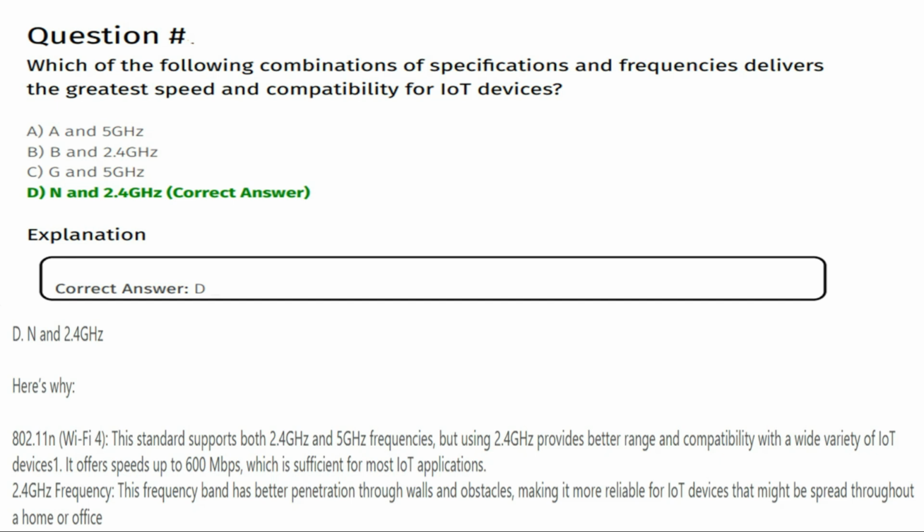And the explanation is 802.11n, Wi-Fi 4. The standard supports both 2.4 GHz and 5 GHz frequencies, but using 2.4 GHz provides better range and compatibility with a wide variety of IoT devices. It offers speeds of up to 600 Mbps, which is sufficient for most IoT device applications. 2.4 GHz frequency: this frequency band has greater penetration through walls and obstacles, making it more reliable for IoT devices that might be spread throughout a home or office. That's why the correct answer is D, N and 2.4 GHz.